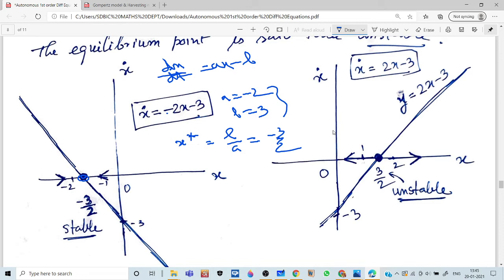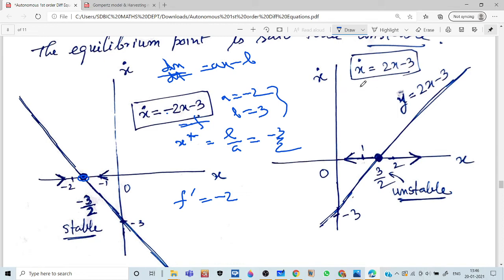And this is f, f is equal to minus 2x minus 3, so f dash is equal to minus 2. F dash is less than 0, and so the point x equal to minus 3/2 is a stable equilibrium point.